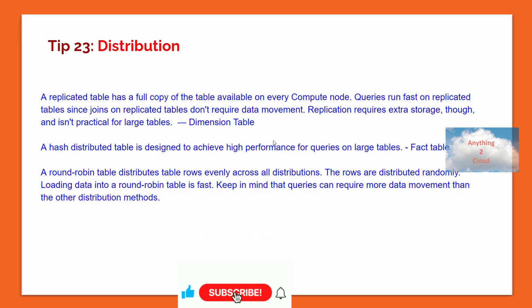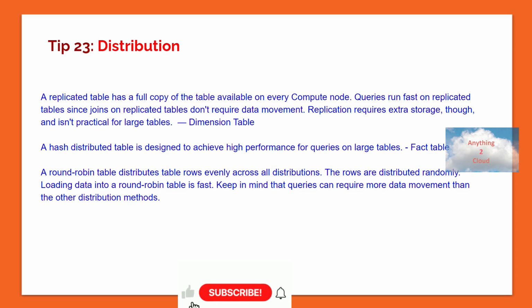The next tip on distribution. There are three types of distributions. One is replicated, next one is hash distributed, and the third one is round robin. A replicated table has a full copy of the table available on every compute node. Queries run faster on replicated tables since joins on replicated table do not require data movement. Replication requires extra storage though, and isn't practical for large tables. Predominantly, we use replicated distribution for dimension tables.